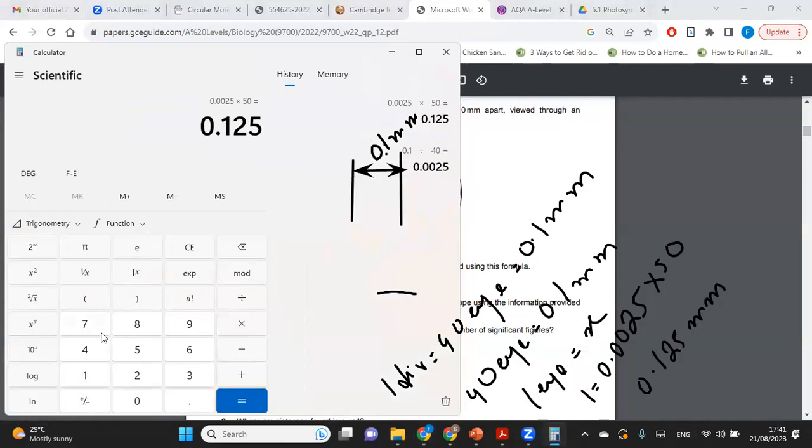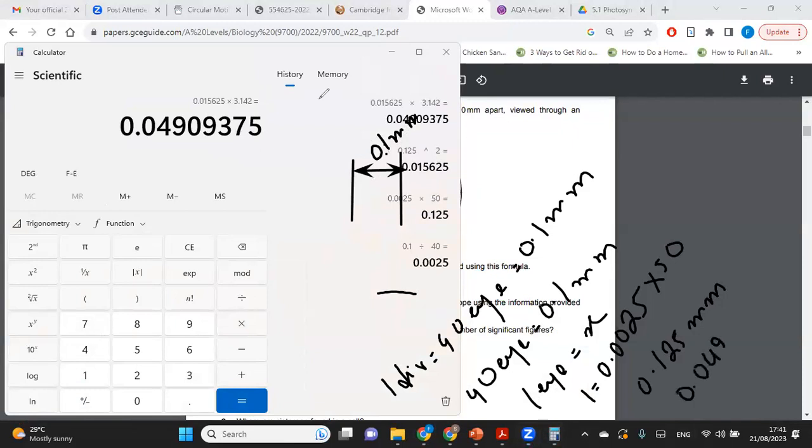Answer squared and then multiplied by 3.142. So we get 0.049 millimeter square.